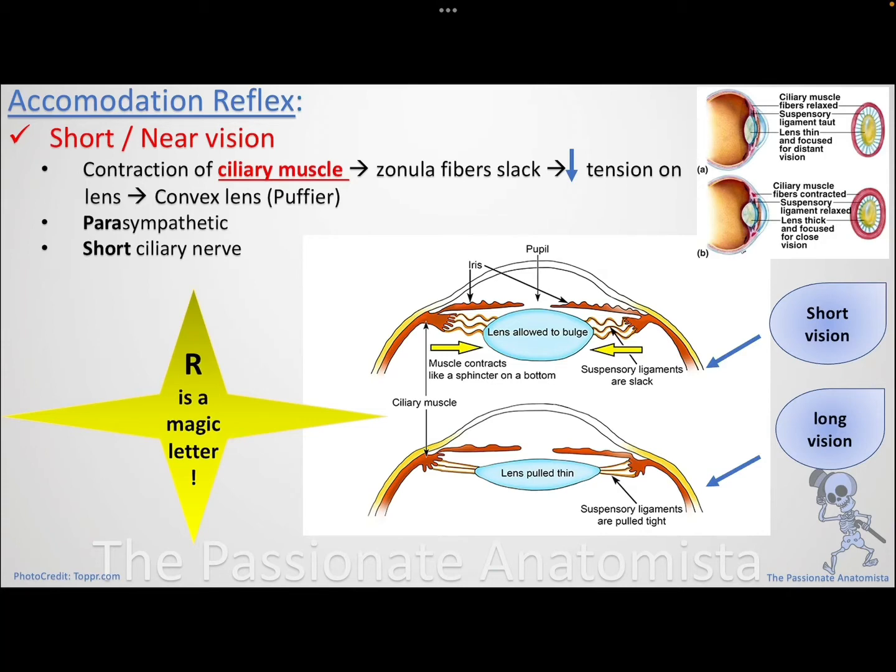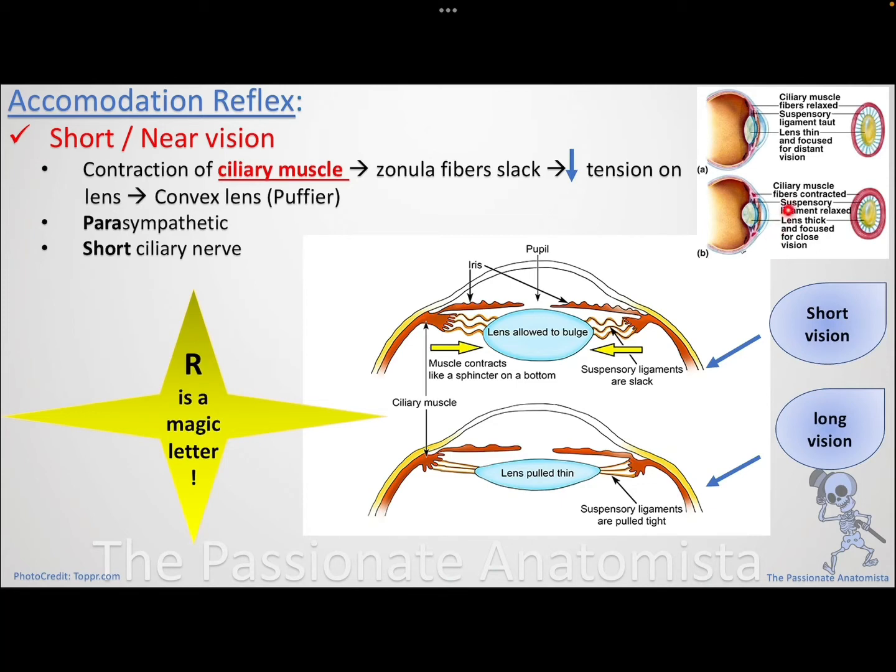So what you need to have in your mind now, the R letter for the short vision: puffy lens, ciliary muscles contracted by parasympathetic innervation. It reaches the ciliary muscles by the short ciliary nerves. R, R, R: puffy, short vision. If you have a question in the exam about a long vision, it means that the lens is tensed, the ciliary muscles are relaxed, all right? And that is by sympathetic innervation, by the long ciliary nerve, and some contribution from the short ciliary nerve, all right?